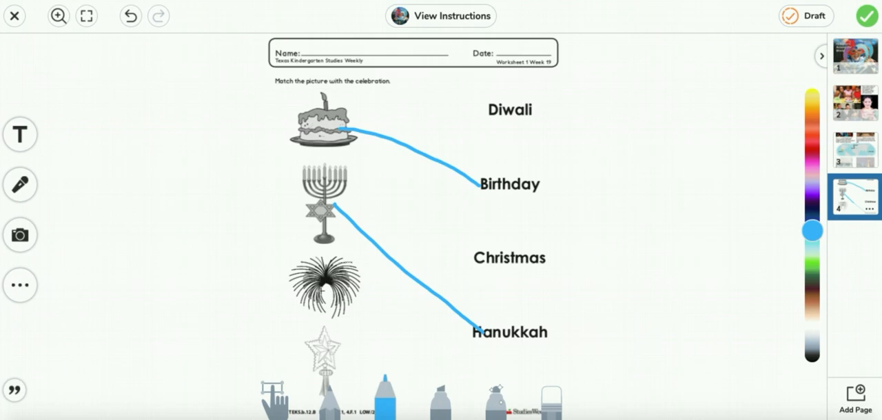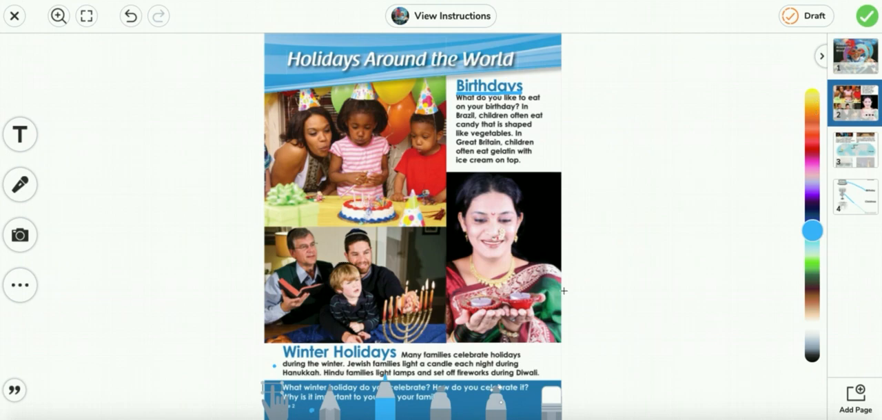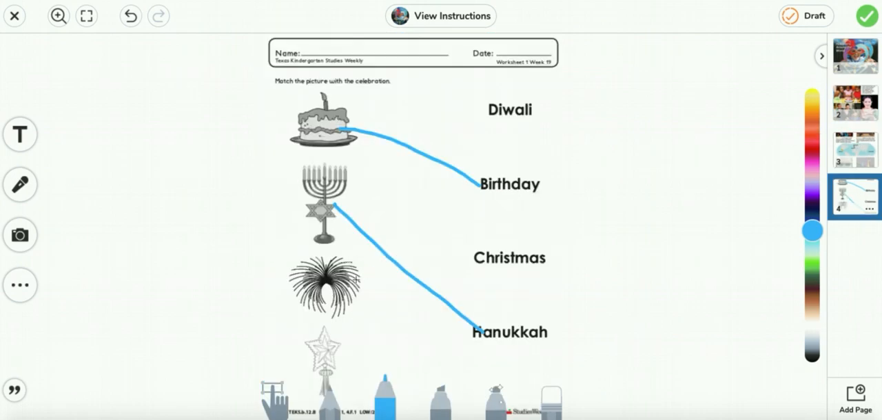Next we have fireworks. When do we use fireworks? Is it for Diwali or Christmas? So if we go to the chart, it tells us here, Hindu families light lamps and set off fireworks during Diwali. So the fireworks match with Diwali.